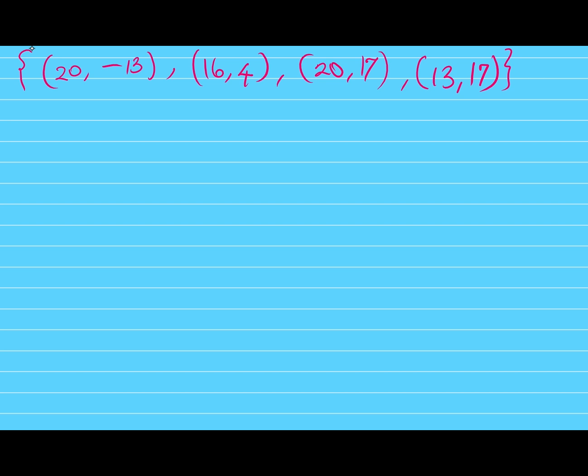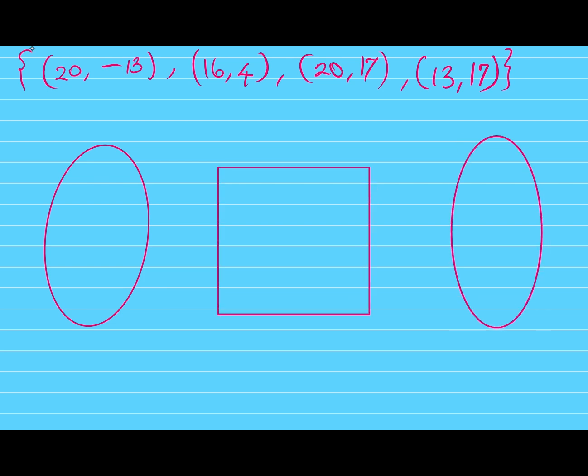Okay, so let's look at this relation. You've got (20, negative 13), (16, 4), (20, 17), and (13, 17). There you go, okay? I'm just going to put this in curly brackets. And then you have that, okay? So again, let's draw a diagram. This is not important for exams, by the way. This is just to help us follow through with what we've started to model, just for your understanding, okay?